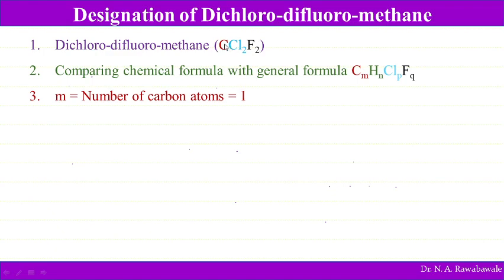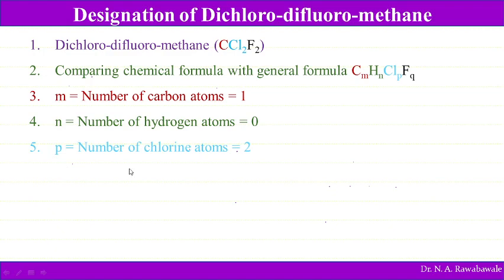C1 is not represented; C means only 1 atom. So m is equal to 1. Here nothing is written next to C, so it is only CCl2F2. So C1 is nothing but m value is 1. The next one, number of hydrogen atoms: this does not contain any hydrogen atom, so n value is 0.